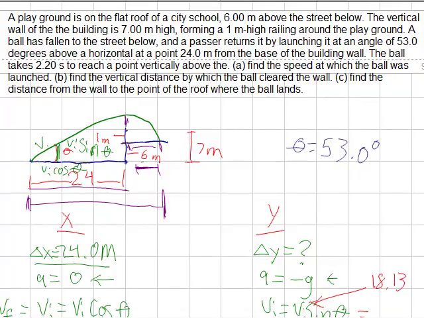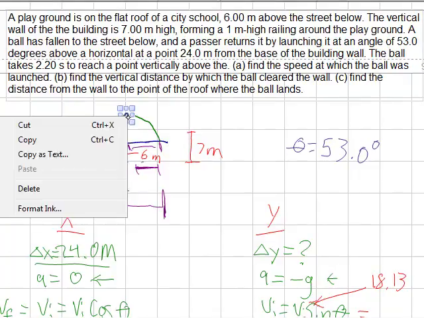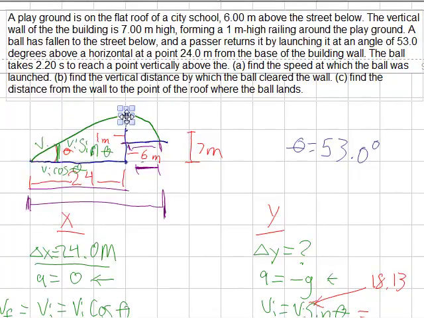Okay, so the ball takes 2.2 seconds to reach a point vertically above the wall. So this point right here, that point right there. Now for part A, we're going to find the speed at which the ball was launched. So this velocity right here is what we're looking for.